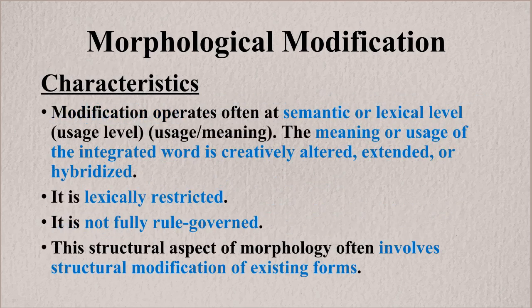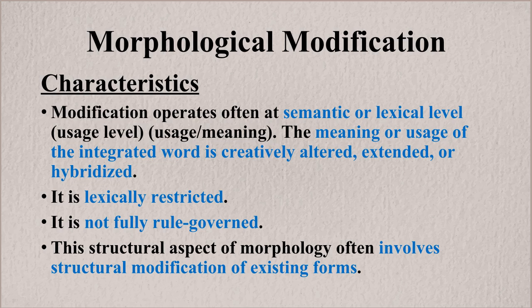Morphological modification primarily operates at the semantic and lexical levels, where the meaning, function, or usage of an existing word is extended, specialized, generalized, or creatively reinterpreted rather than fundamentally altering the grammatical system of the language. As a result, these modifications are often lexically restricted, affecting only particular words rather than applying uniformly across the vocabulary.